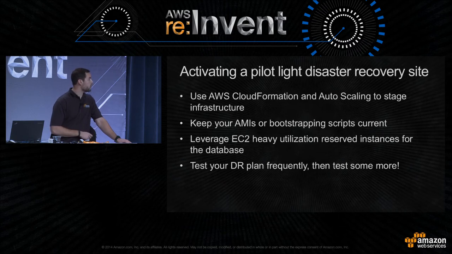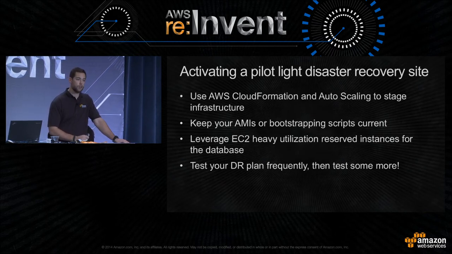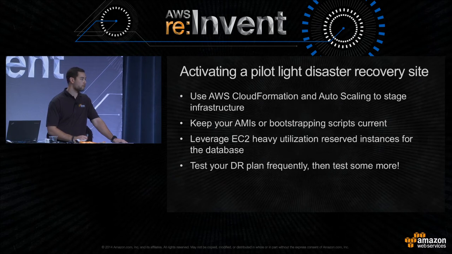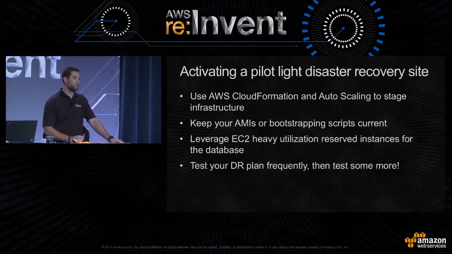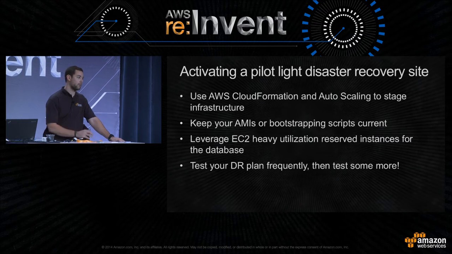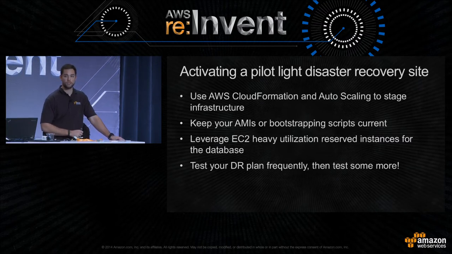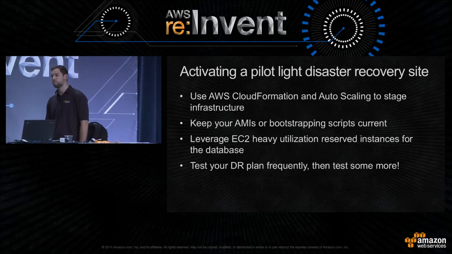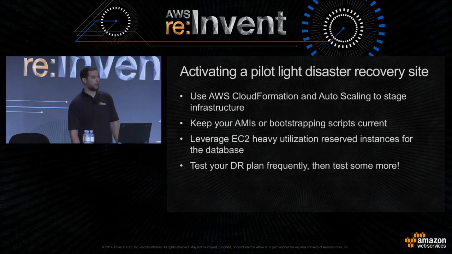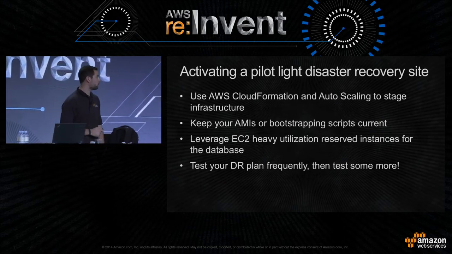Leverage EC2 heavy utilization reserved instances for the database. That's quite important. The database is running all the time, 100% of the time, right? With a 3-year reserved instance, compared to on-demand pricing, the heavy utilization reserved instance is basically paying for itself within 3 months because of the cost savings that you have there. Okay, so you can save a lot of money. People say, oh, I might only want to run it for 6 months. Well, 3 months it would have paid for itself. So RIs are really, really important.